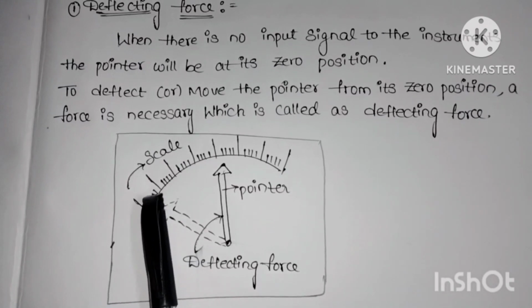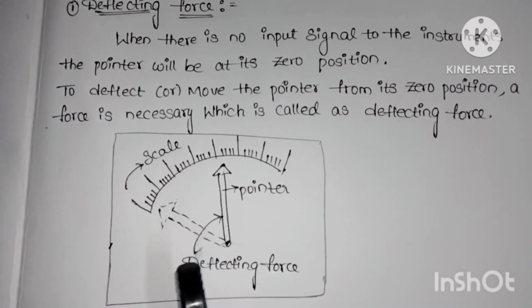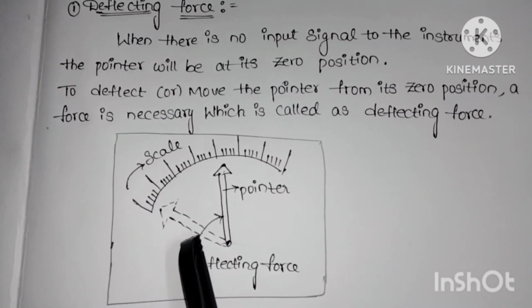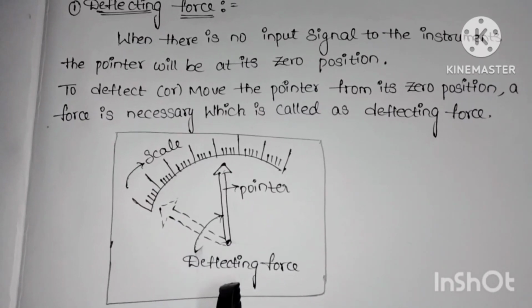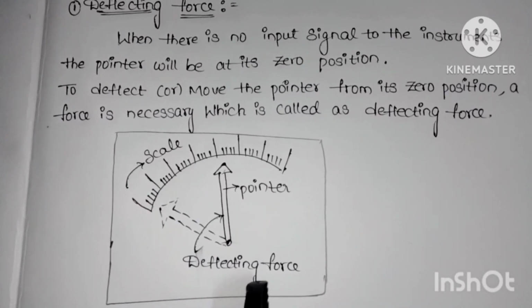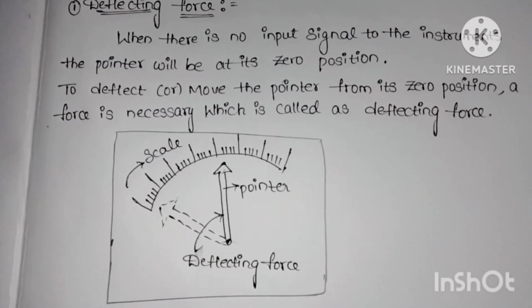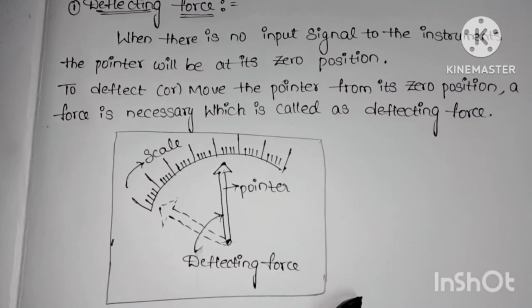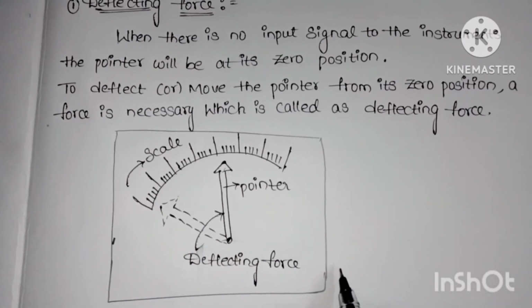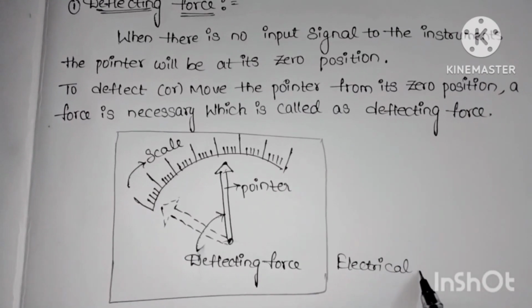Here this is the scale and this is the pointer. Then for the pointer to move from zero position, a force is required, that is deflecting force. A system which produces the deflecting force is known as the deflecting system. Generally, a deflecting system converts an electrical signal to a mechanical force, which means electrical signal to mechanical force.